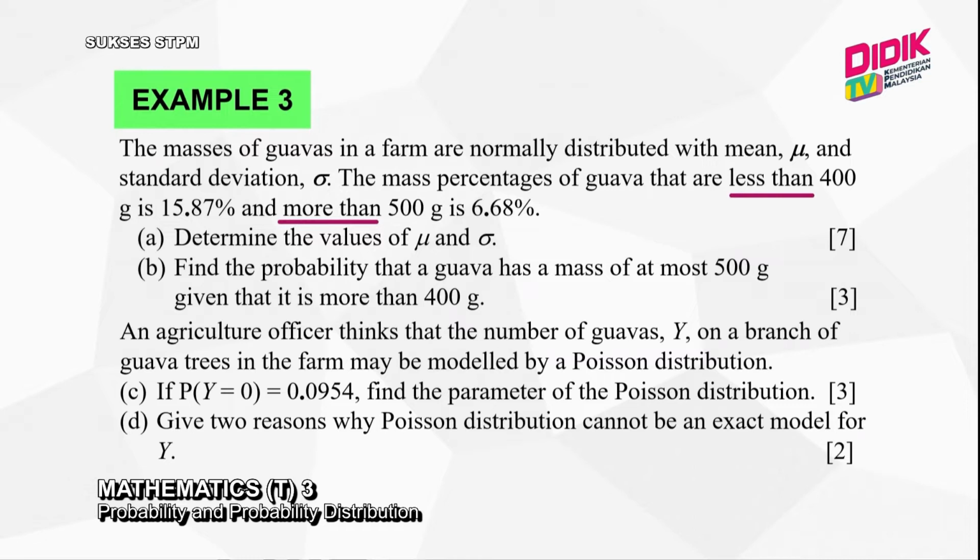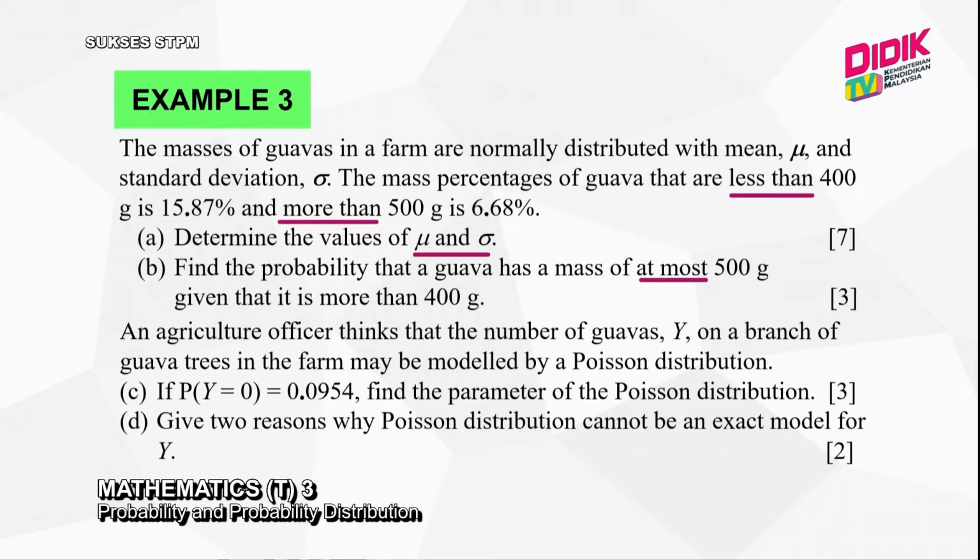Okay, so he said that the number of guava in the branch of the tree may be modeled by a Poisson distribution. Okay, so Poisson distribution, he gives that P(Y=0) is equal to this one. Find the parameter of the Poisson distribution. If the students don't know what a parameter is, they cannot answer this question. Students should be able to understand what a parameter is.